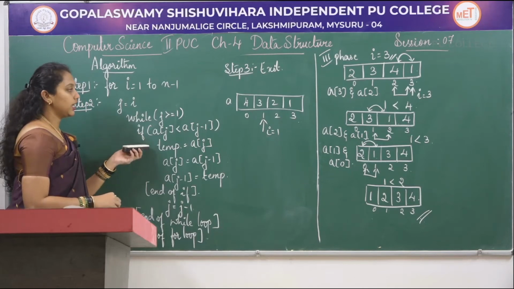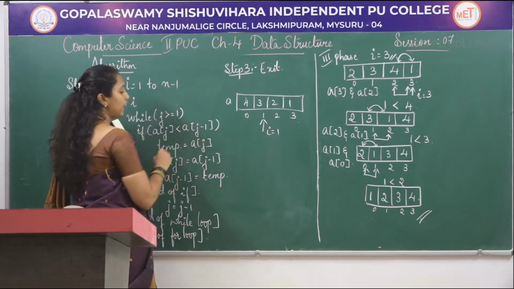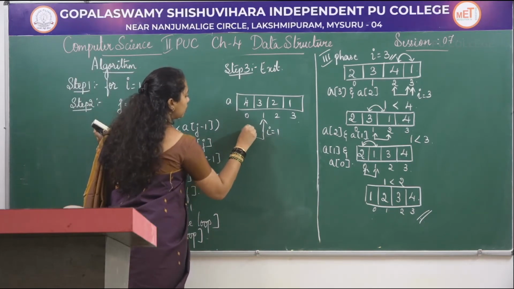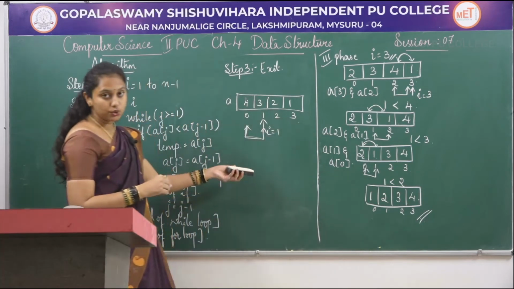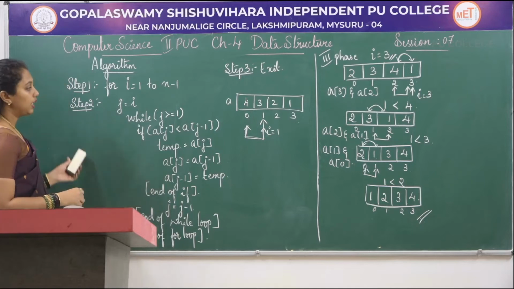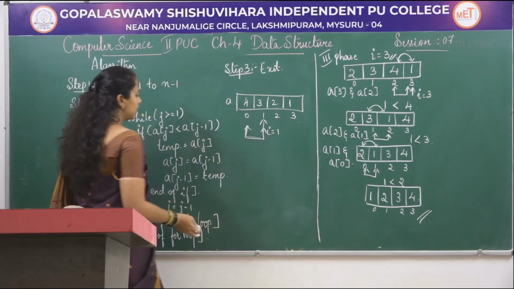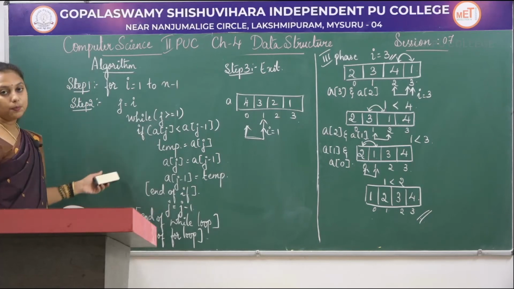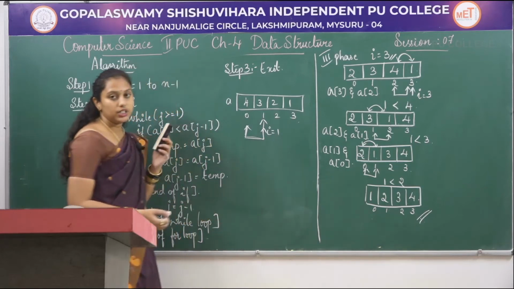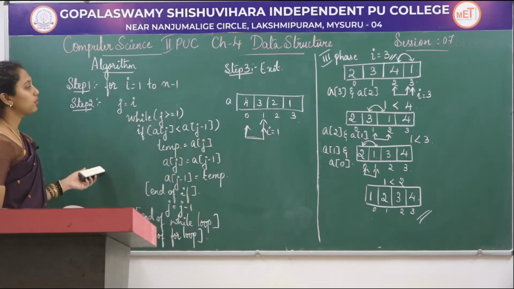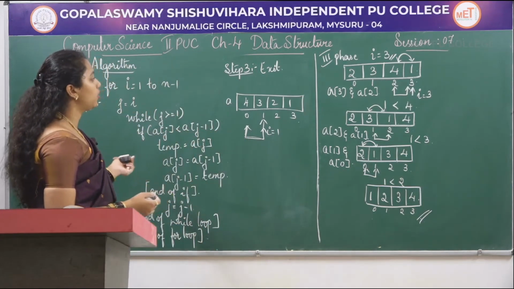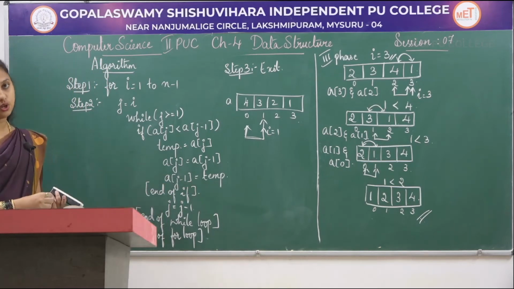So next I am going to check the condition: if a of j is less than a of j minus 1. So we are comparing these two positions. If the condition is true, we are going to swap the array elements. So until the elements get sorted, this loop gets executed. After the elements get sorted, the condition is not satisfied, so the program gets terminated. So this is the algorithm for insertion sort.